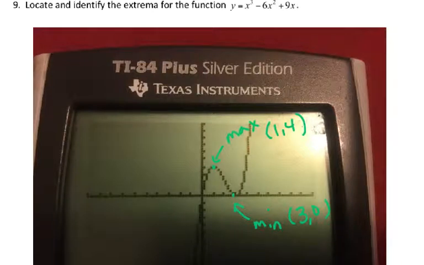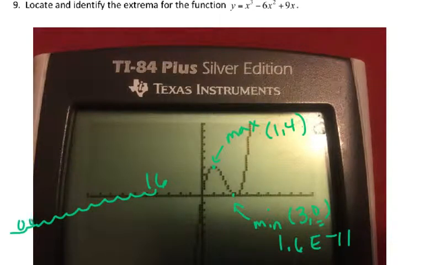Warning about the calculator. Sometimes it doesn't like to tell you that that's 0. Sometimes it likes to give you some crazy number like 1.6e-11, which is what my calculator gave me. Remember that that's scientific notation. That's the same thing as saying 1.6 times 10 to the -11th, which is the same thing as, let's see, 1, 2, 3, 4, 5, 6, 7, 8, 9, 10, 11. I'm missing zeros here. But you kind of get the picture. You have to add 10 zeros in front of the number.